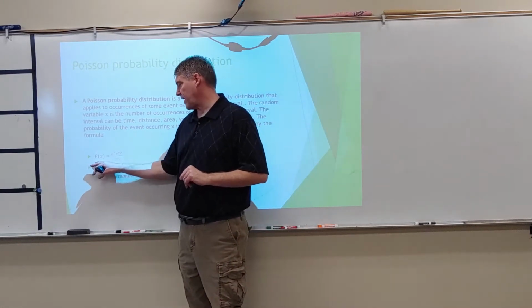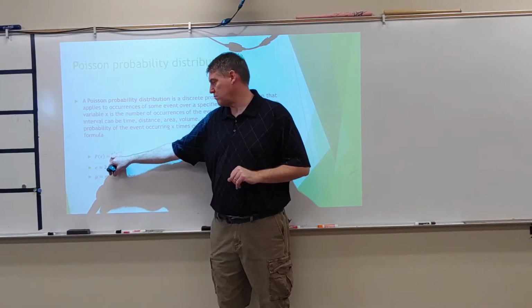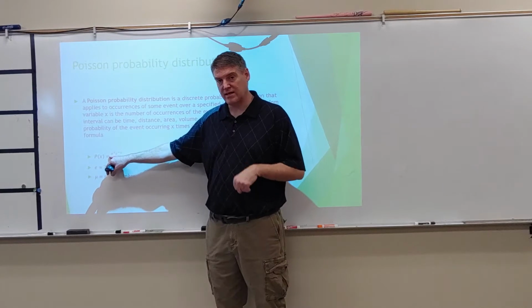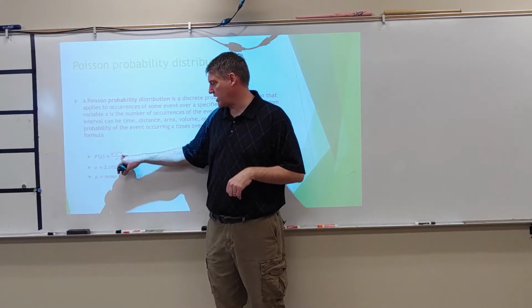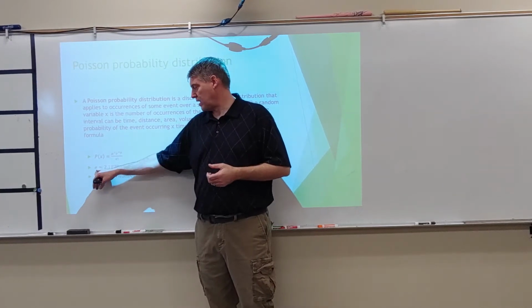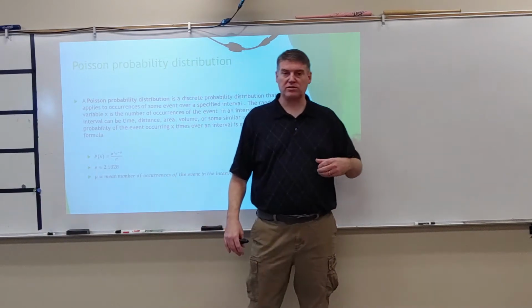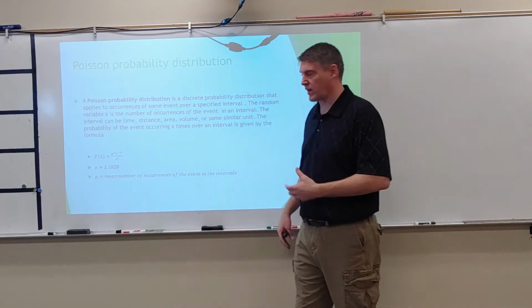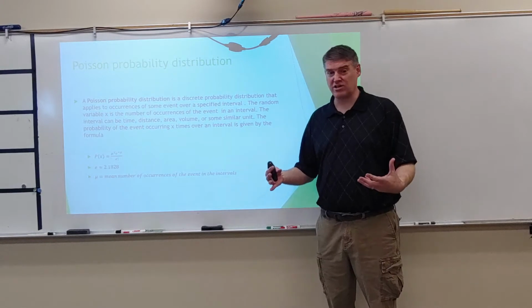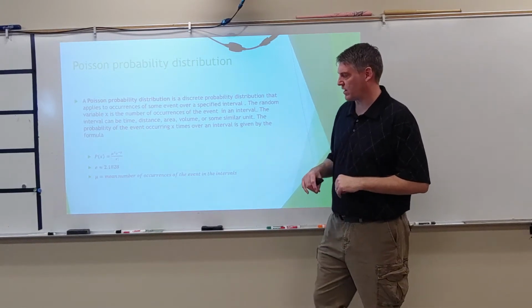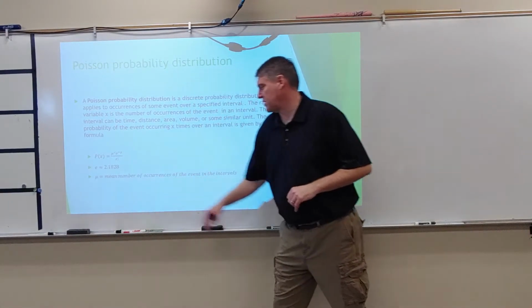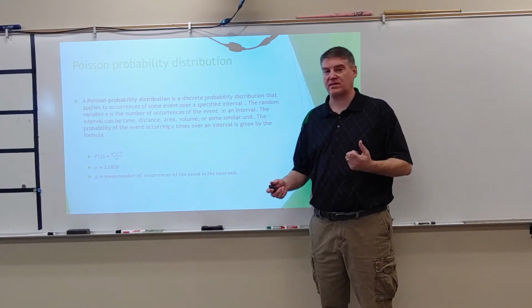So the probability of x equals mu to the x power, where mu is the mean, times e to the negative mu, over x factorial. e is approximately equal to 2.71828, and so on and so forth. It's in your calculator, or just use the button on your calculator. Mu is the mean number of occurrences of the event in the interval.